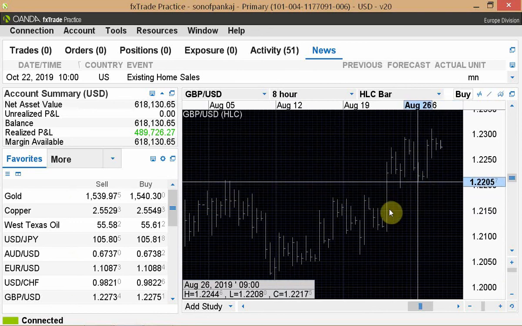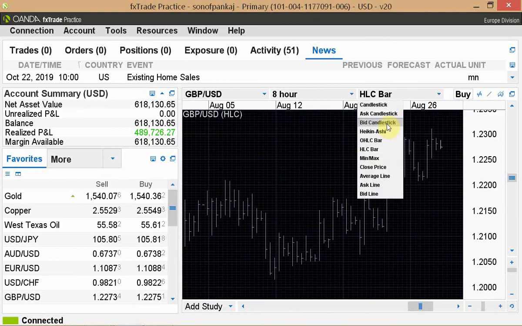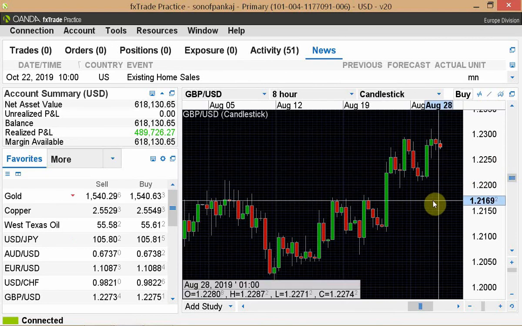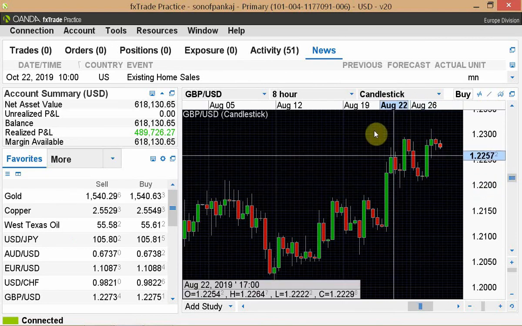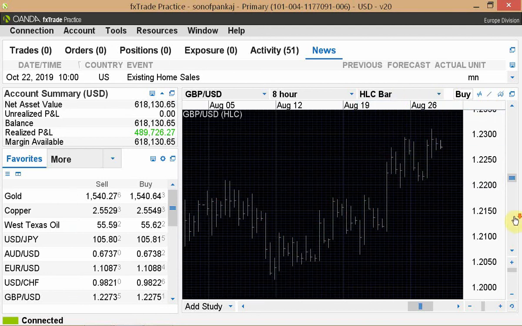Can you see that? The short-term uptrend that you see going on, okay, we can make it more colorful and make you look at candlesticks, okay? So can you see here that actually that makes it harder to detect the highs and lows, so we just go to the high low close bar.